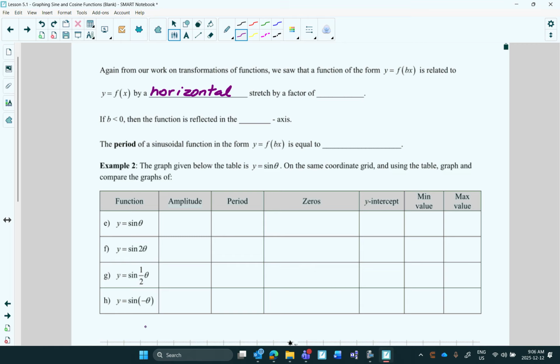By a factor of, now this is a little different, okay? Because remember, 1 period is 2 pi, right? Like we're not going 1, 2, 3, 4, 5 along the x-axis anymore. We're going pi/2, pi, 3 pi/2, 2 pi along the x-axis. So the stretch is actually going to be the period divided by, no negatives, whatever b is. It's not 1/b, it's 2 pi/b.